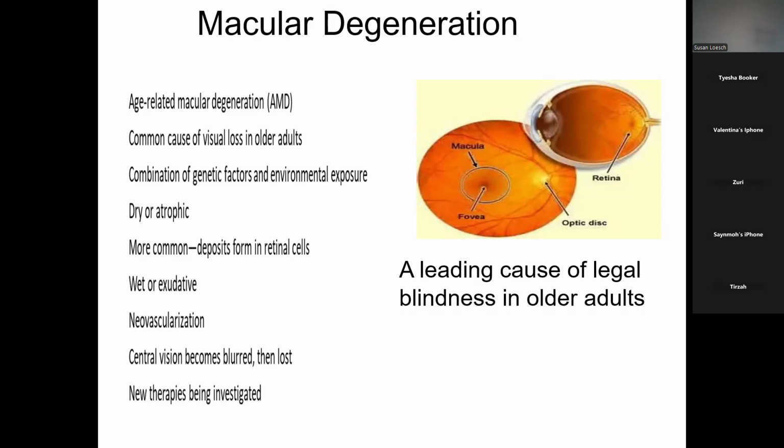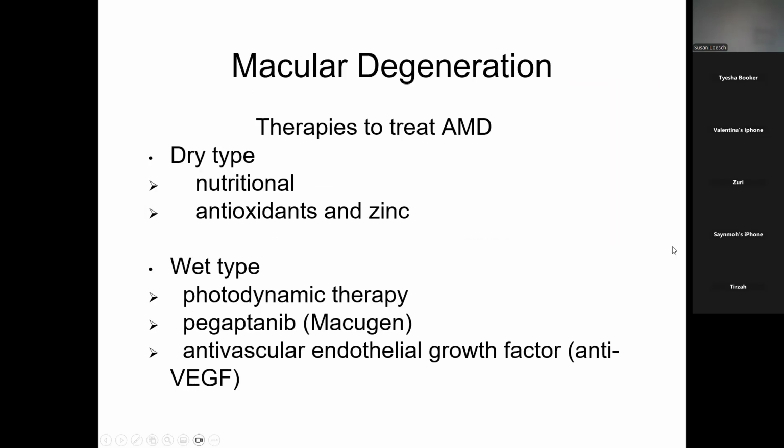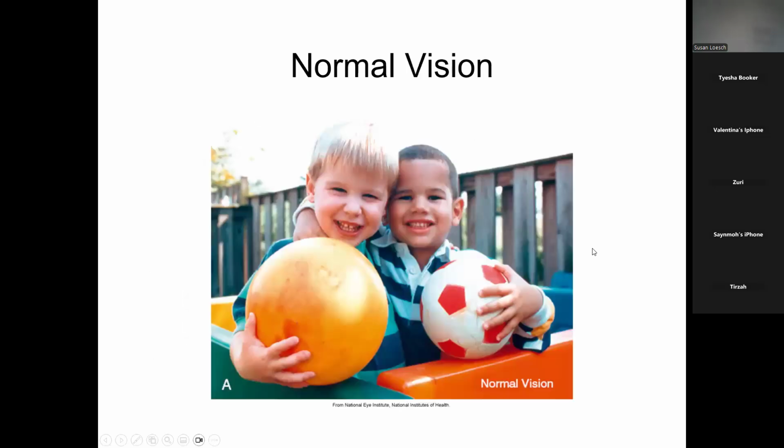There are two types. The more common is dry. Here we have deposits that form in the retinal cells and destroy them. In the wet form, or the exudative form, neovascularization occurs. The blood vessels leak. And because of those leaky blood vessels, it destroys the retina. So that would be normal vision.